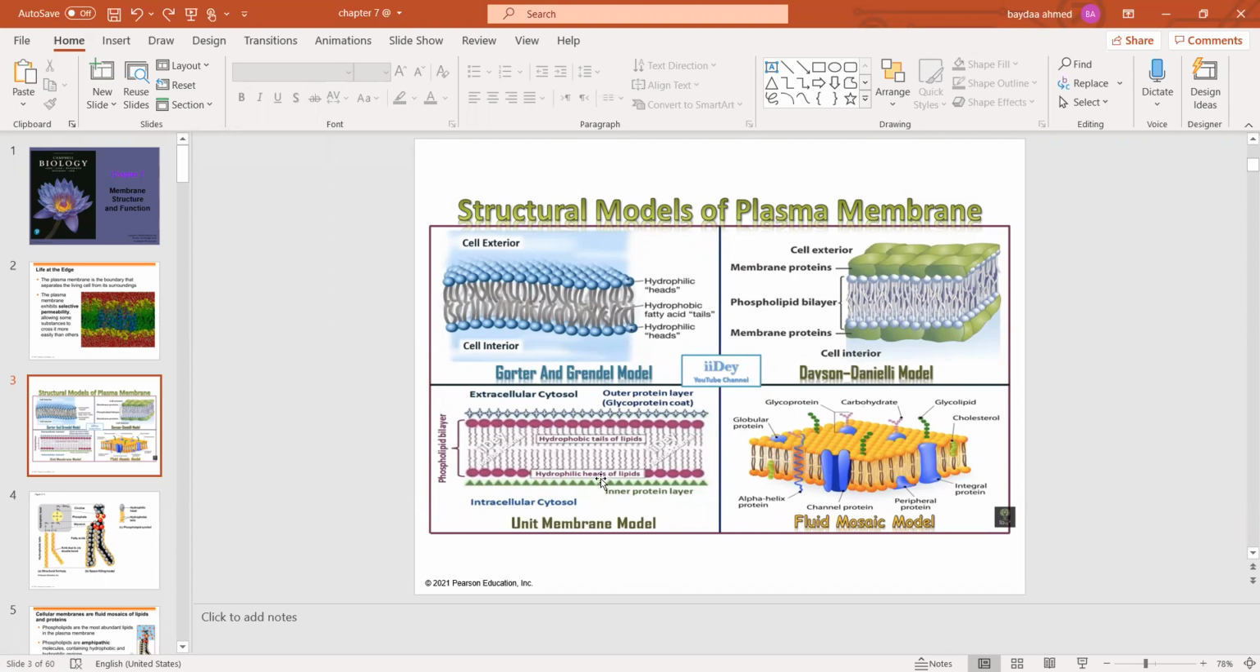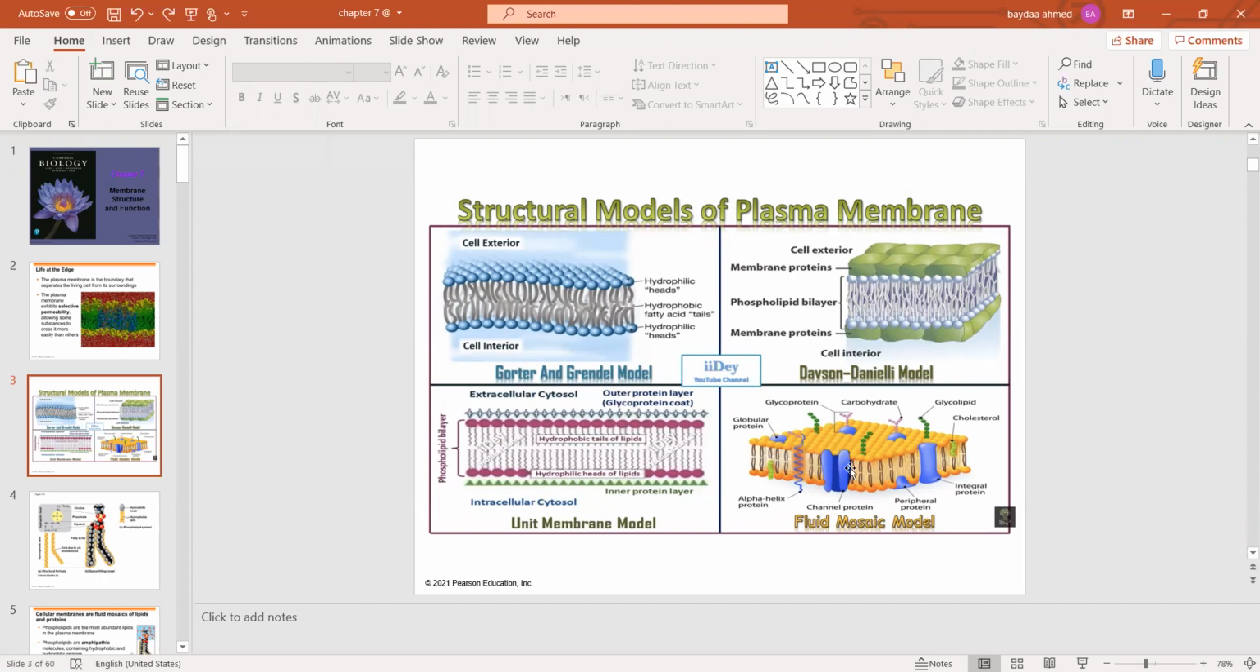And then the unit membrane model was proposed by Robertson in 1959. It's similar to the sandwich model of Davson and Danielli, except that in Robertson's model, the protein type is beta fibrous protein. That means the protein is fibrous, not globular, as in the Davson-Danielli model.